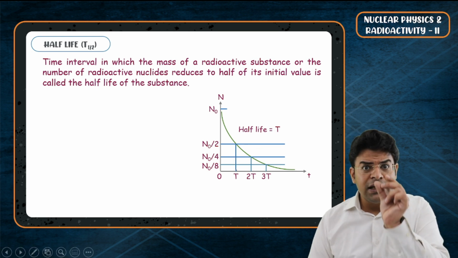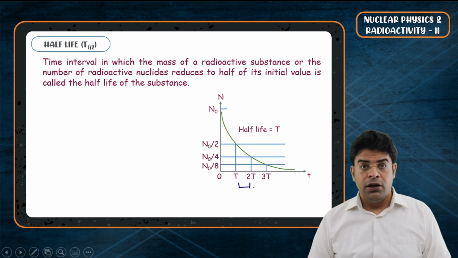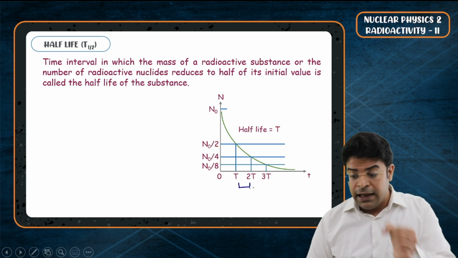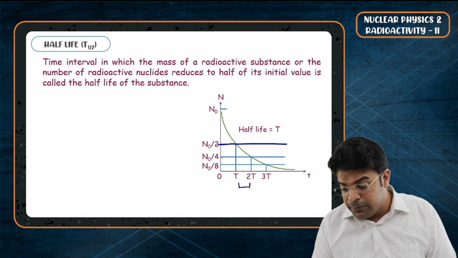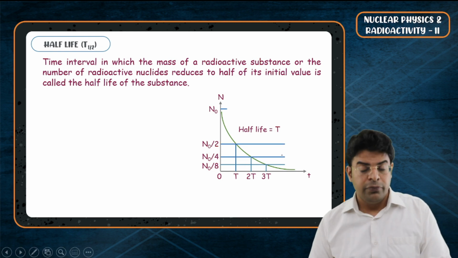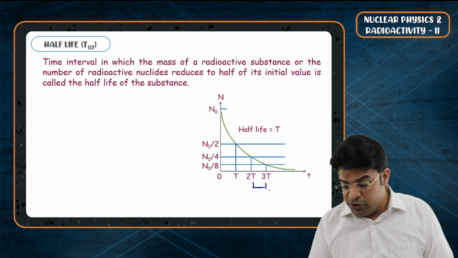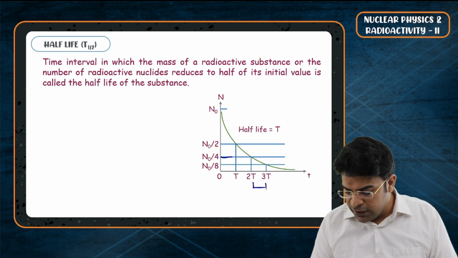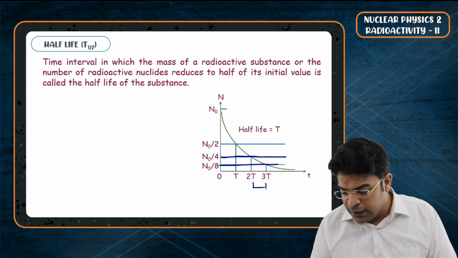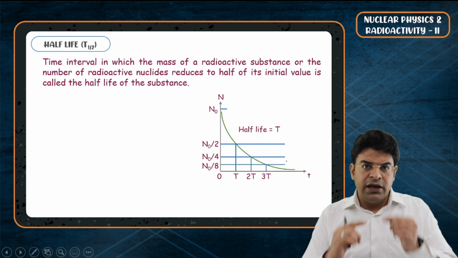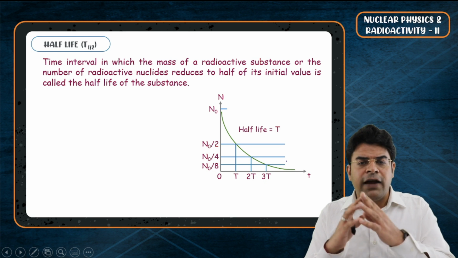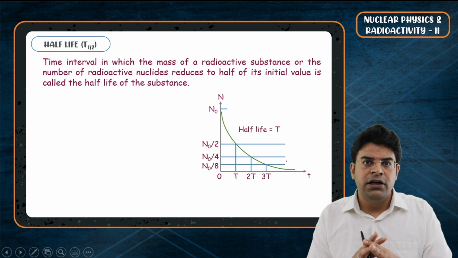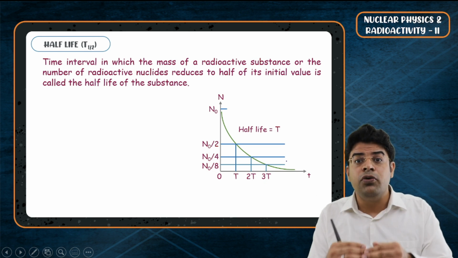In another time frame t, the number of active nuclei will become half of n0 by 2, hence n0 by 4. In another time frame t, the number of active nuclei will become half of n0 by 4 and become equal to n0 by 8. So in each half-life, the number of active nuclei becomes half, independent of where you begin.